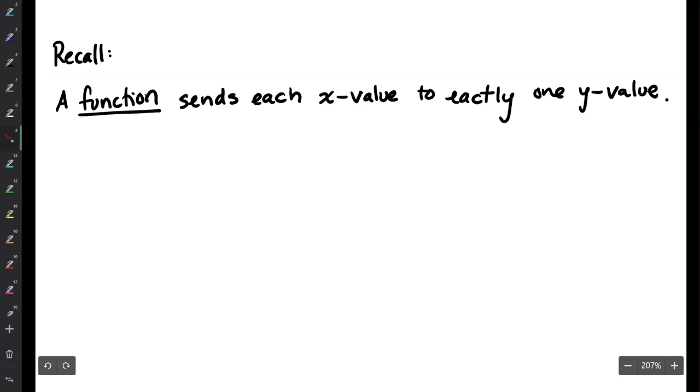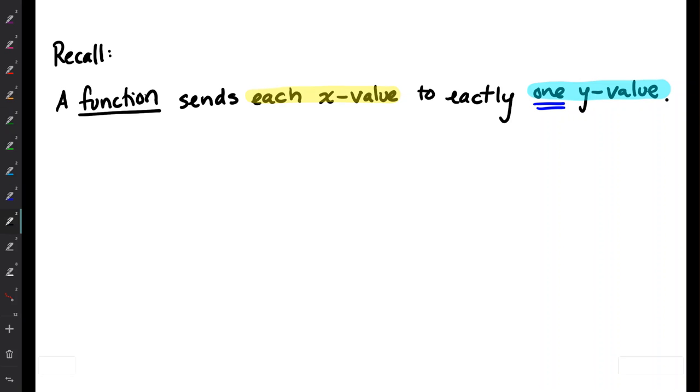So, before we talk about an inverse function, let's remember what a function is. A function is a rule, it's a mapping, that sends each x value to exactly one y value. We don't care where things go, we care that they go to one place. All right? We can represent functions a lot of different ways.